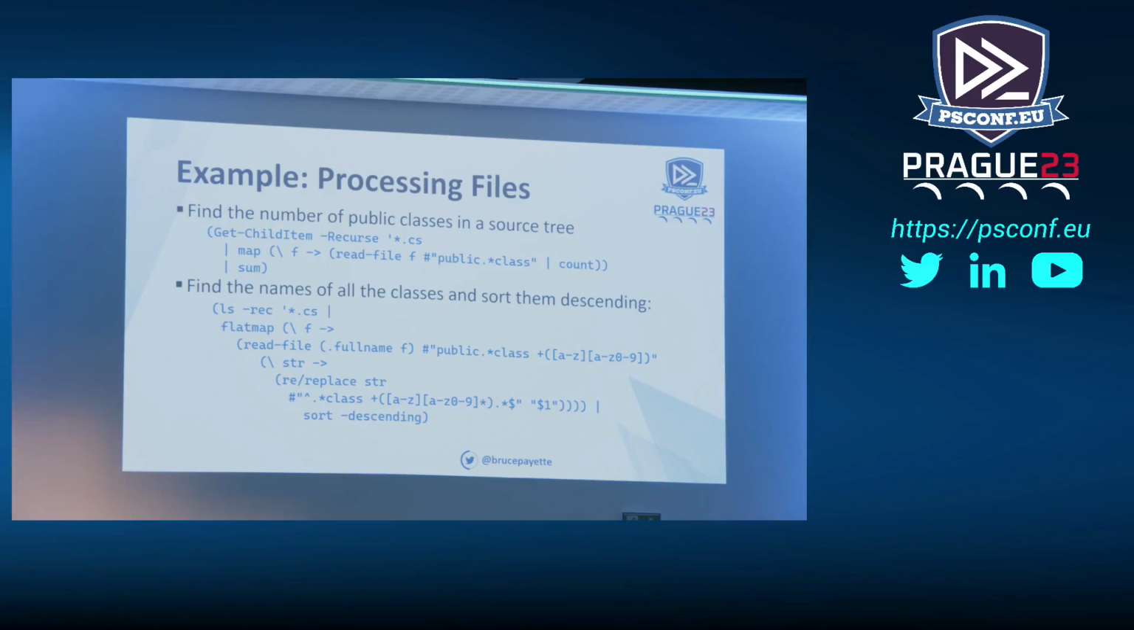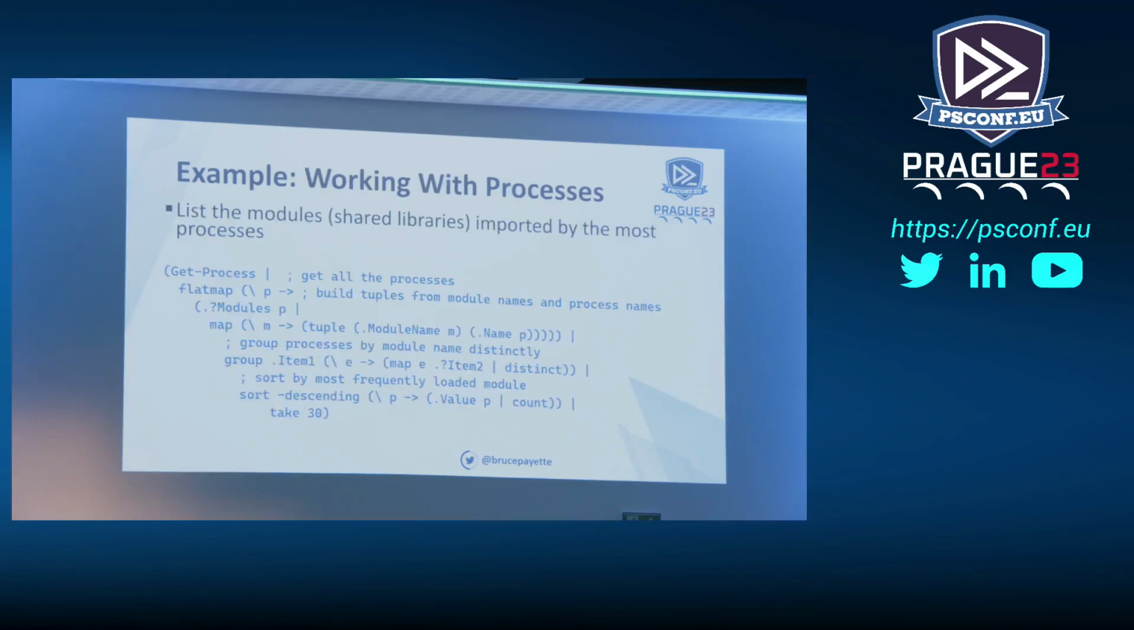So flat map, read the file, filter by the public classes, and then replace the text of the class and just keep the name. So we're using back references and then sort the result descending. So it does a fairly complex function without a lot of work.